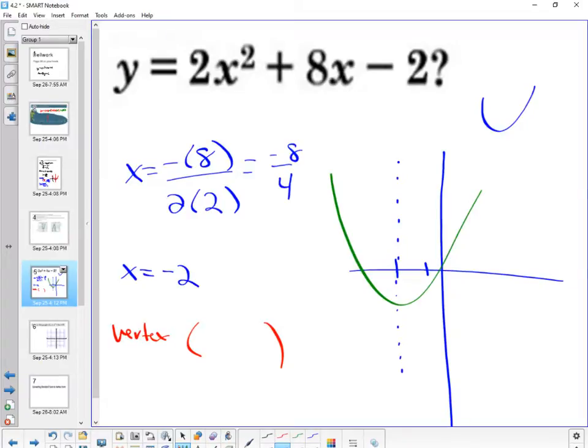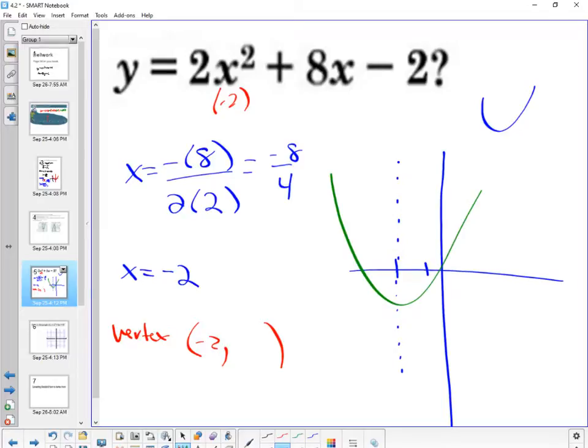Negative 2. Where did it come from? Right there, from our axis of symmetry. So if I have an x and I want the y, how do I get the y? I'll plug it back in. So you plug it in for x, right? Exactly. So what's negative 2 squared?